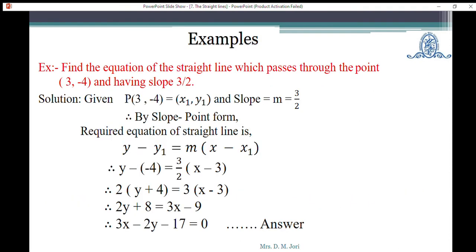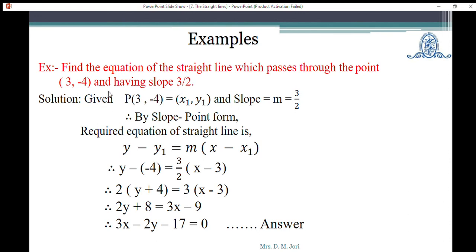Next, let us see a few examples, how to find the equation of a line, how to calculate the slope, etc. The first example is: find the equation of the straight line which passes through the point (3, minus 4) and having slope 3 by 2.